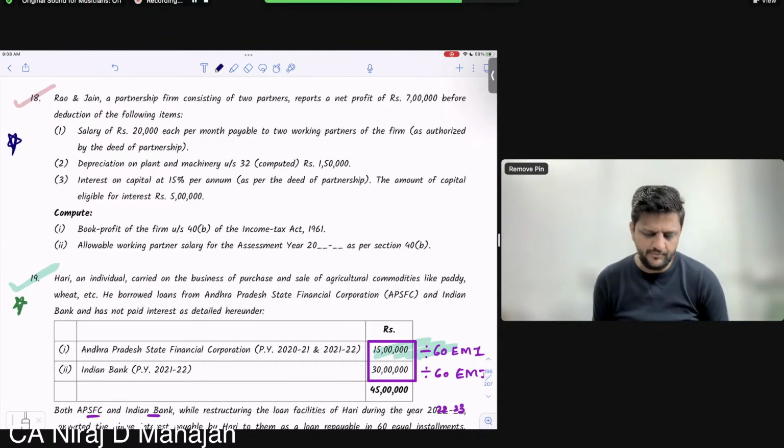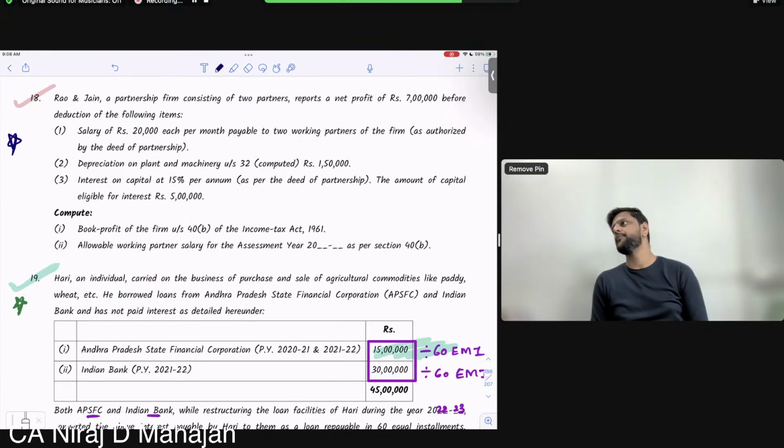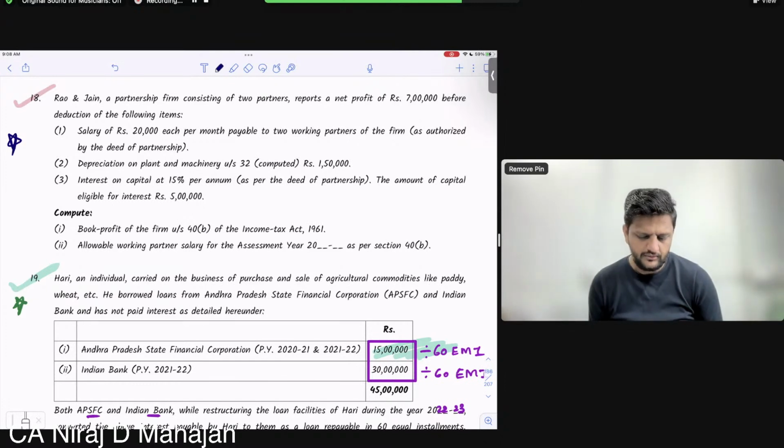Rao and Jain, a partnership firm consisting of two partners, reports a net profit of 7 lakhs before deduction of the following items. Salary of 20,000 each per month payable to two working partners of the firm as authorized by the deed. Depreciation on plant and machinery under section 32 of the income tax, 1,50,000. Interest on capital at the rate of 15% as per the deed. The amount of capital eligible for interest is 5 lakhs. Compute book profit and allowable working partner salary.